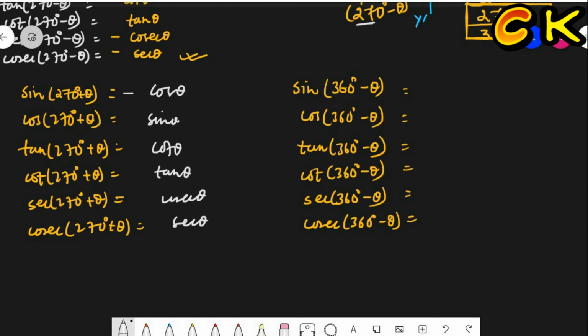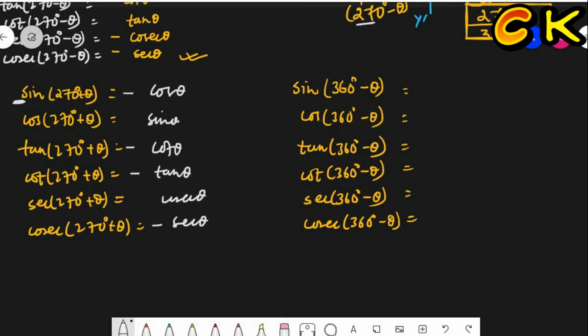I repeat, you should see the question. So sine is negative, cos will be positive, tan will be negative, cot will be negative, sec will be positive, and cosec will be negative. Alright, now let's go to the formula for 360 degree minus theta.